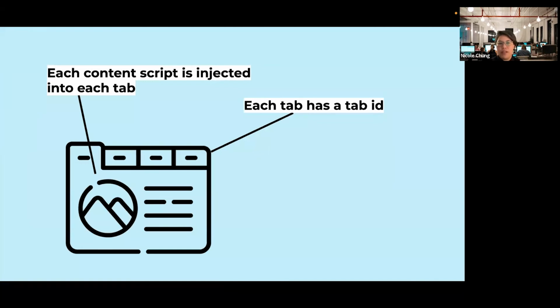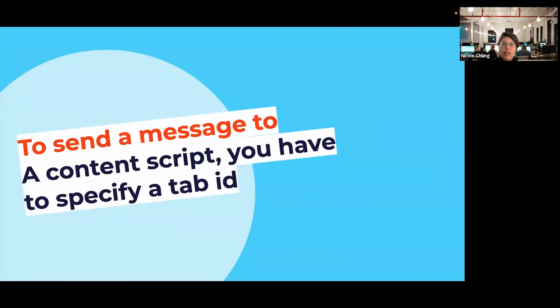Each content script is injected into each tab. So when we have that pop-up, the content script is getting injected into this page. It's also getting injected into this page, into your other tab, and so on. And each tab has a tab ID. We have to ask the web extensions API to give us the tab ID. To send the message to the content script, you have to specify the tab ID, or else it won't work. And I think it silently fails, or fails in a terrible way.